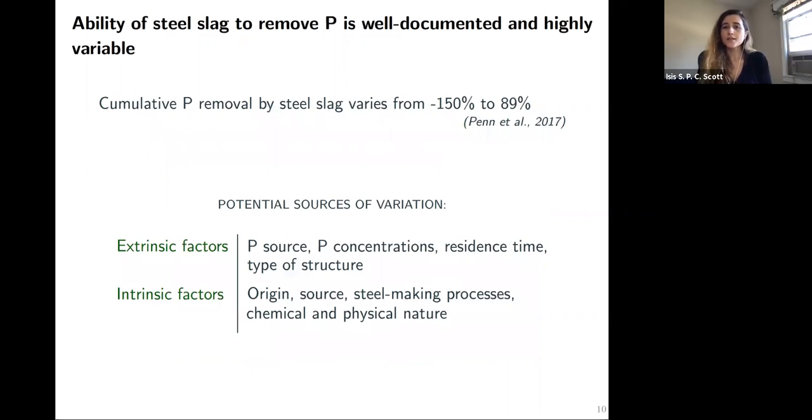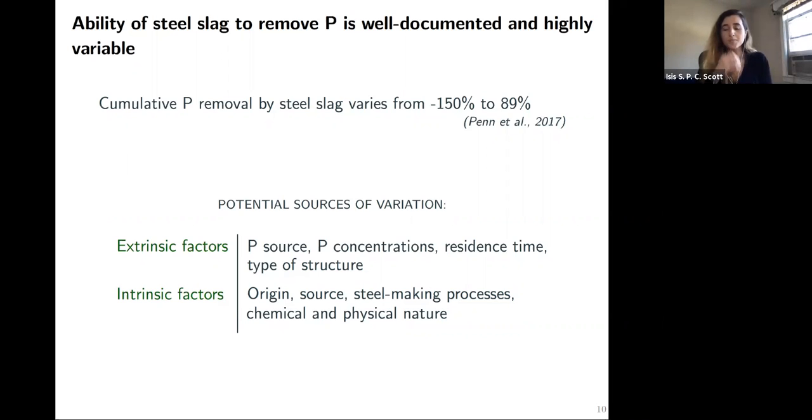So the ability of steel slag to remove phosphorus is well documented in the literature, but it is highly variable. In a literature review by Penn and co-authors, it was reported that the cumulative phosphorus removal by steel slag varied from minus 150%, meaning that actually steel slag was contributing phosphorus to the flow, to 89%. And the potential causes or sources of variation can be divided in two main categories.